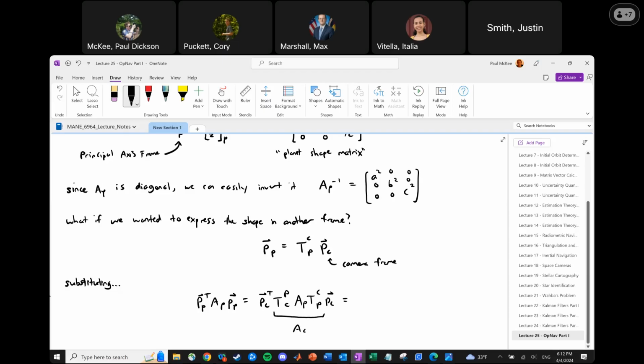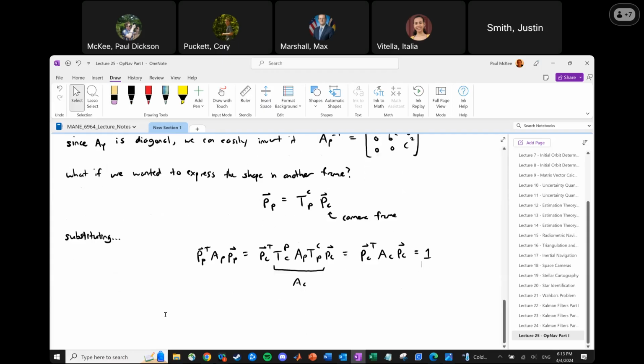So now if we keep moving, what we're really saying is PC transpose AC PC. Well, that's still equal to 1, right? All we did was make some substitutions and rename some things. So what's pretty cool about that is that this equation, which describes the relationship between the planet shape matrix and points on the surface of the planet, is true in the principal axis frame, but is also true in the camera frame, which is going to be, pardon me, very useful.